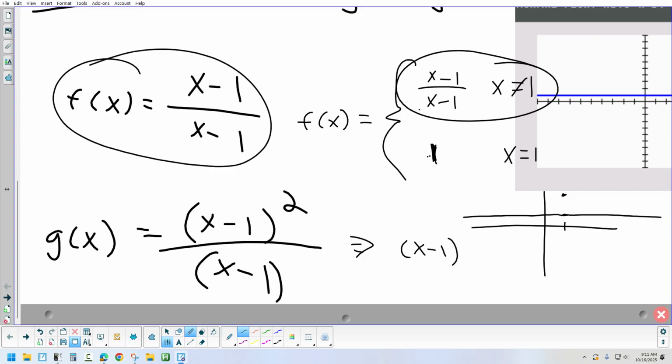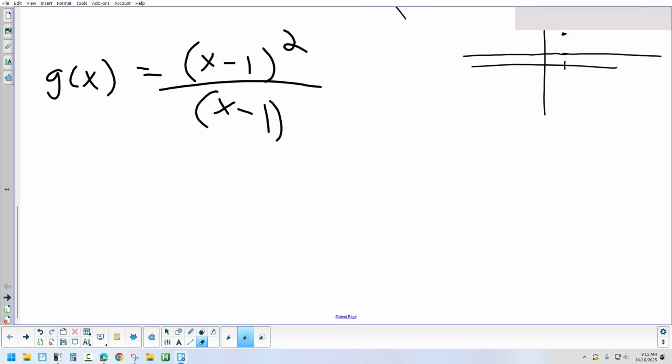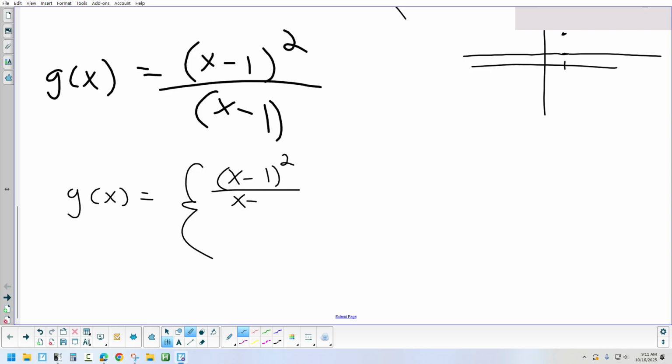So if I did this bottom one, let's look at that one. Let's say I want to graph that, but I don't want there to be a hole in it. Then what I would do is write it as a piecewise function and say, use that whenever x is not 1. Okay, so there's our graph. Now, when x is 1, what do we use? Well, we've got to pick a number that would make it continuous.